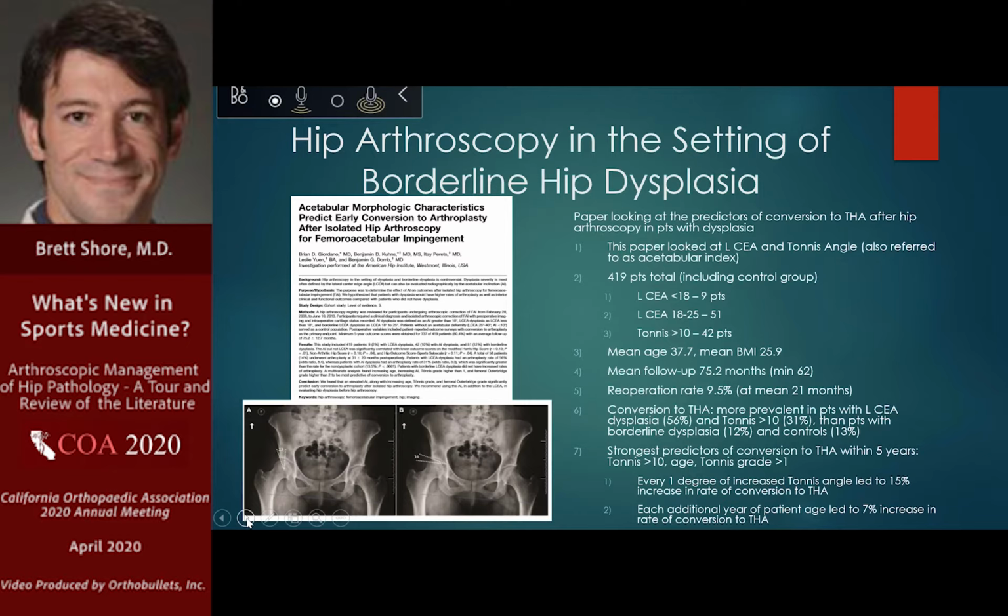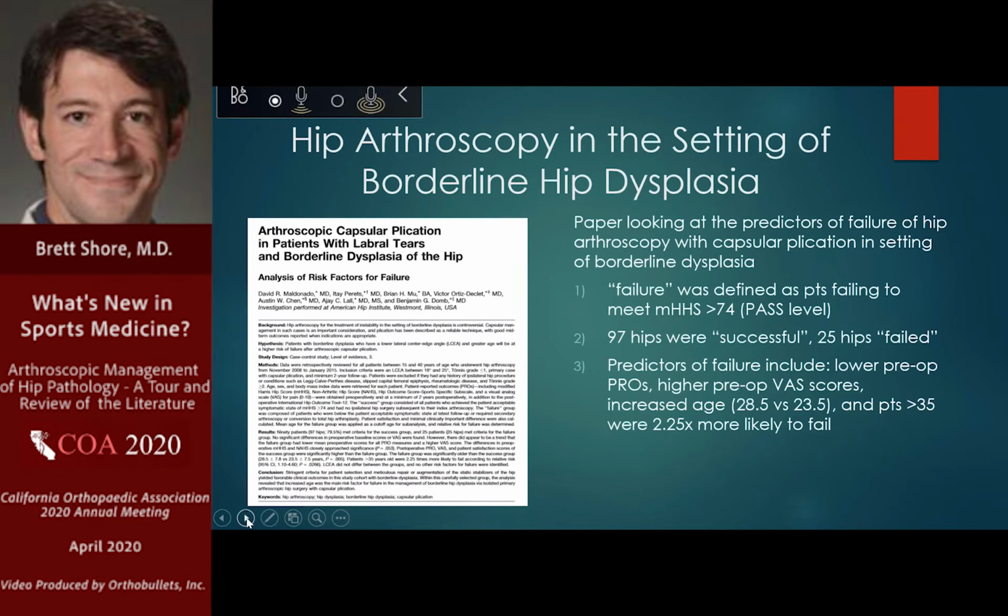because I've taken some of this in terms of my indications, such that once I have determined that a patient has an acceptable lateral center edge angle for hip arthroscopy, which would be about 18, 19, then the bigger issue is the Tonnis angle, because a patient with a Tonnis angle of 9 is much more likely to do well than a patient with a Tonnis angle of 16. As you can see, with a 15% higher failure rate for each 1 degree higher in Tonnis angle, it's a pretty significant effect.